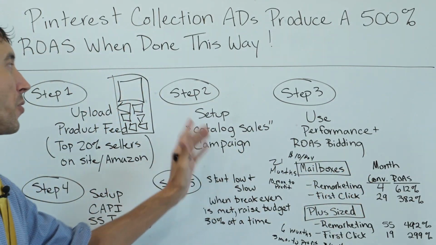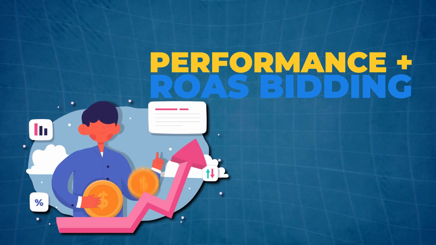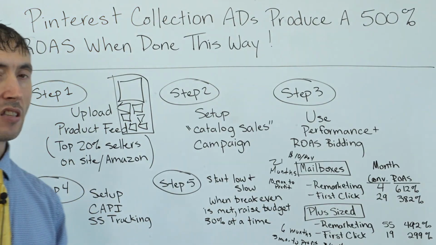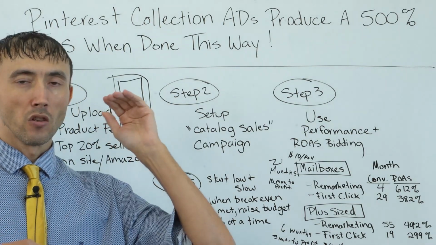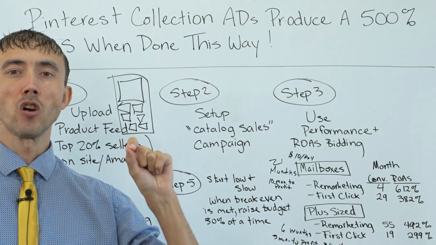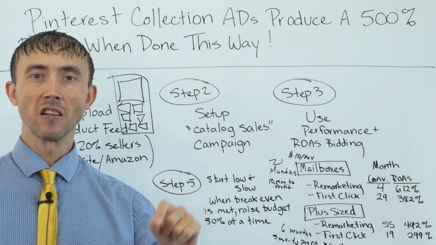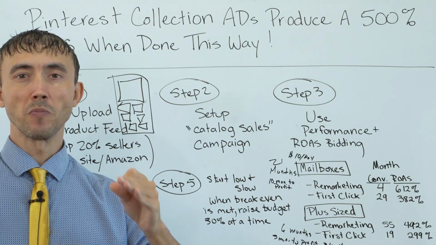That's the second step. The third step is use performance plus ROAS bidding, which is what it's called. What this is, you're essentially telling the Pinterest ad platform, which is a new bidding strategy type, hey, give me a high ROAS. There's no target ROAS setting itself, but with this, it's just going to simply get you as much profit as possible from your campaign.